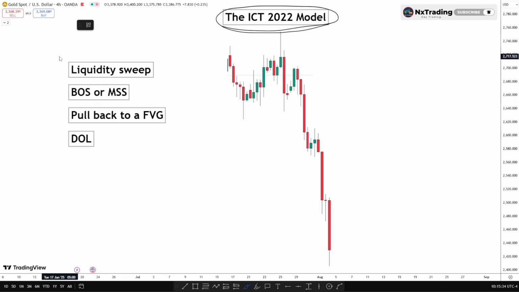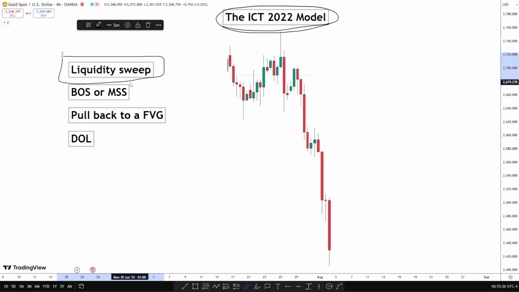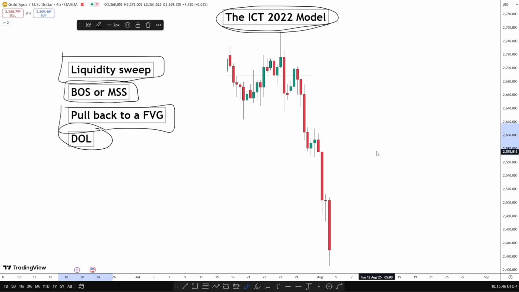This is in order. We are looking for a liquidity sweep, followed by a break of structure or a market structure shift, pull back to a fair value gap, and then for the trade to go lower on a clear draw on liquidity. So right here, what do we have? This is our price action, and this is the 2022 model. As you can see right here, first thing, we have our sweep of liquidity.